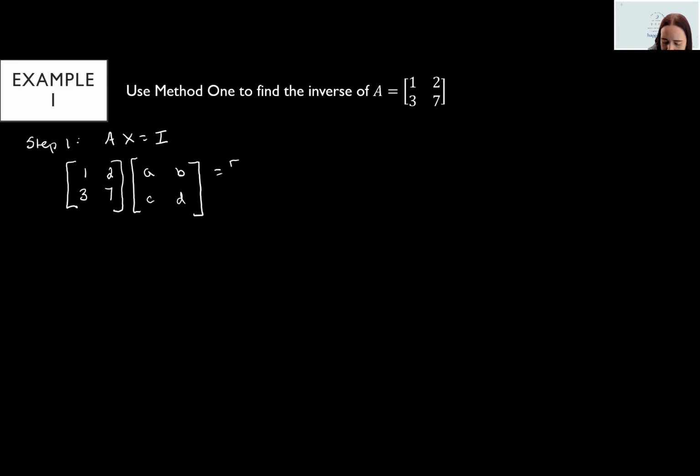So then you're going to set this equal to the identity of the same size, where it's going to be 1 in the diagonal and then 0 elsewhere. And this unknown matrix, that's A, B, C, D, that's going to be our inverse that we're trying to find. So your next step is to actually multiply these two matrices, A times X.